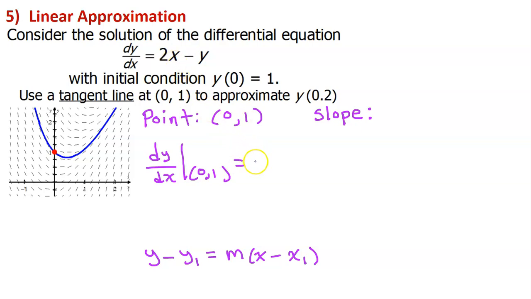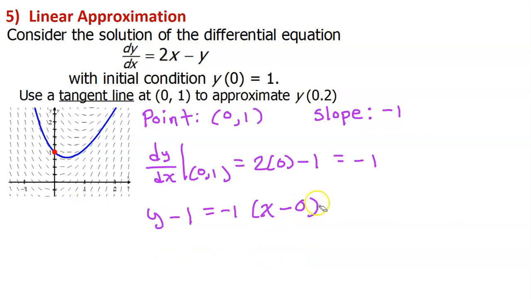All we have to do is evaluate the first derivative at the point (0, 1). So in this case, that'll be 2 times 0 minus 1, which equals -1. So that's the slope. Now that we have a point and the slope, we can easily write the equation. It'll be y minus y1 is equal to the slope times x minus x1.